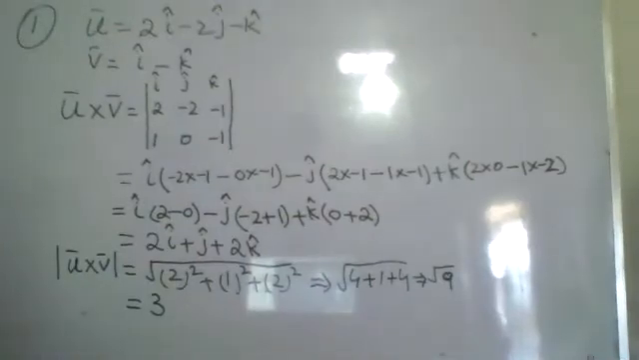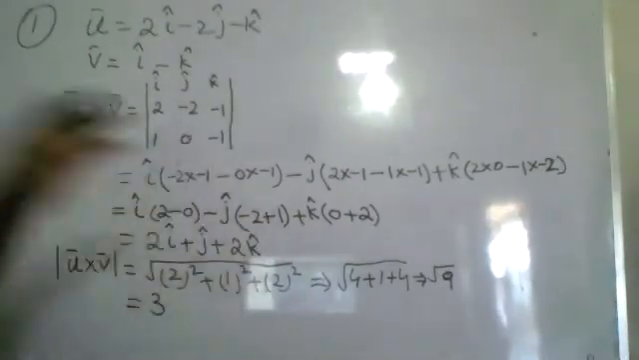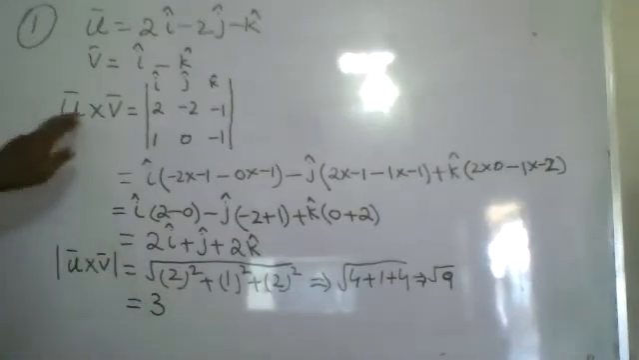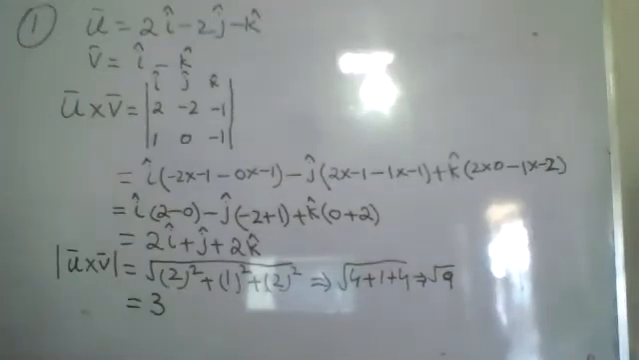So this is the method. And what will be the direction? This is the vector with direction, but this is the magnitude. The magnitude of this vector u cross v will be 3. And the direction will be normal to the vectors u and v.